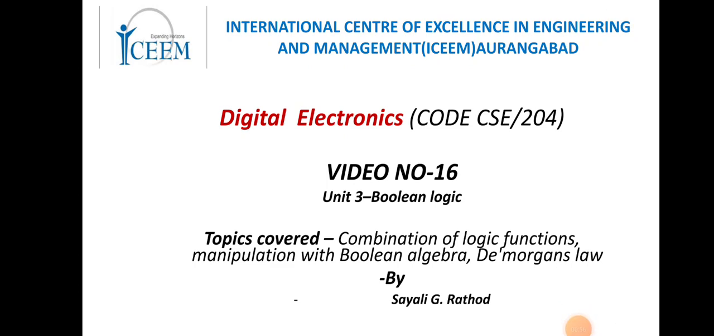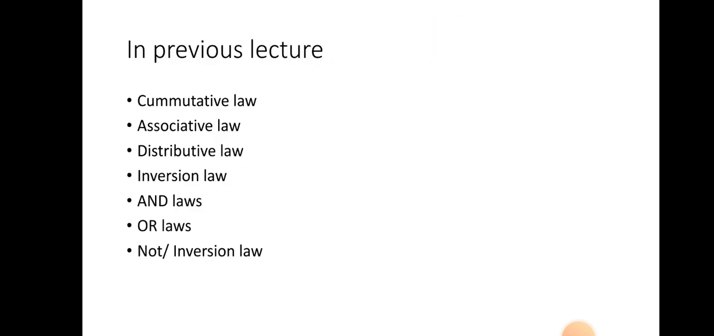So we have seen the basic Boolean algebra laws in previous lectures, and we have also seen how to implement the laws while solving the equations or while solving the digital circuit. Now in today's lecture we will see De Morgan's law, and we will see how to manipulate any Boolean circuit by using these laws. So let's start with today's topic.